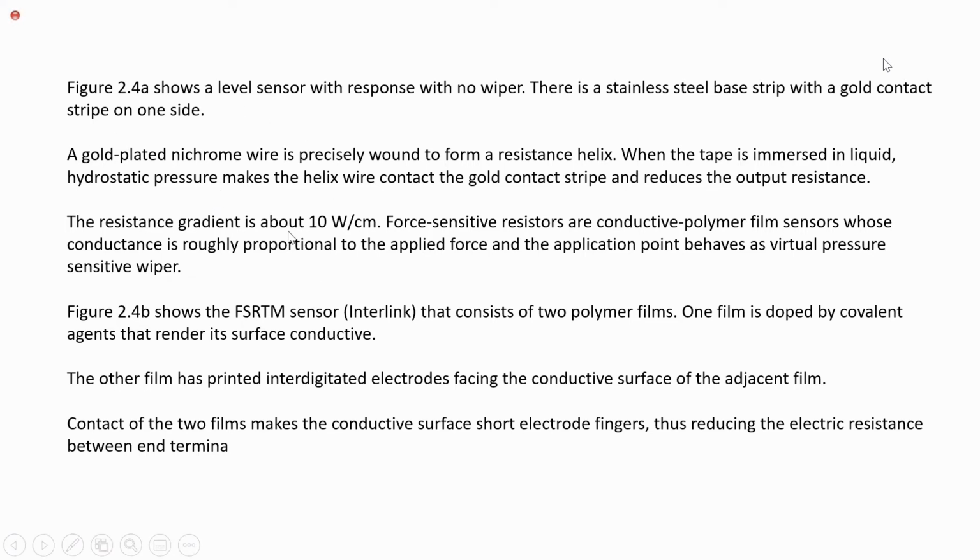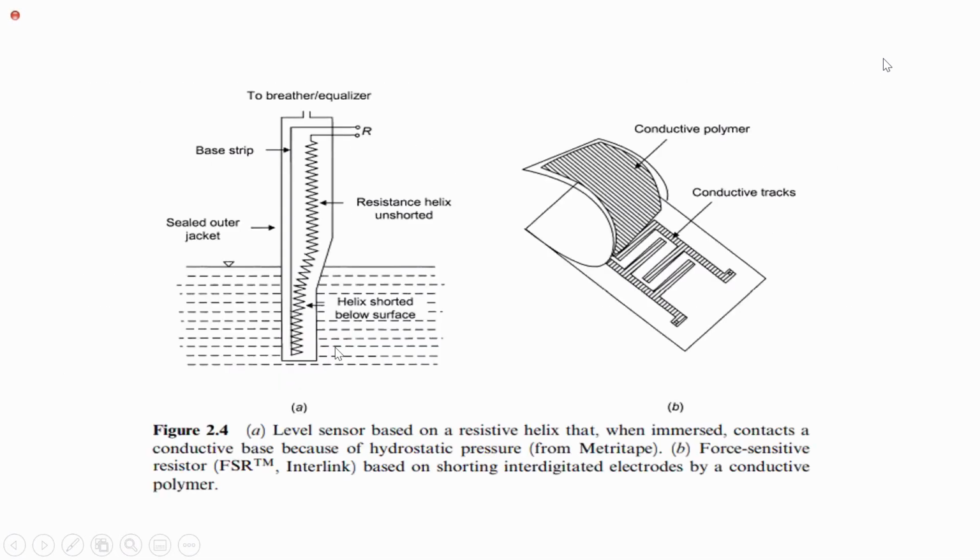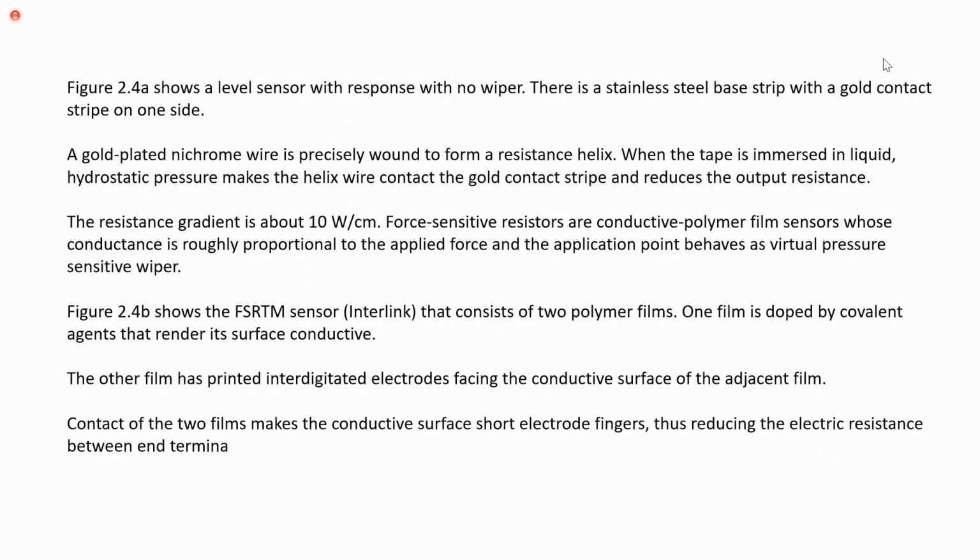The resistance gradient is about 10 watts per centimeter. Force sensitive resistors are conductive polymer film sensors whose conductance is roughly proportional to the applied force, and the application point behaves as a virtual pressure sensitive wiper. Because of the liquid, this resistance will contact the gold plate. So then we can use this for measurement of pressure also.